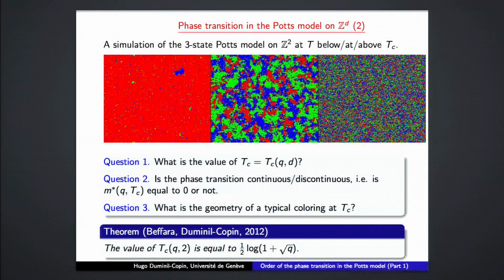And still, we are going to be able to say things about what is happening at this critical value, which, if you think about it, is non-trivial because you don't know where it is. So we need somehow to describe this phase implicitly. Okay.